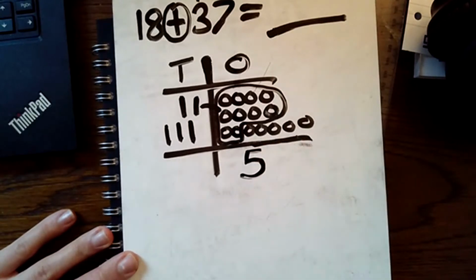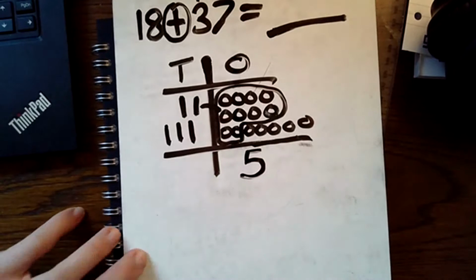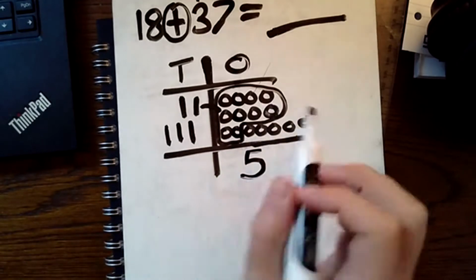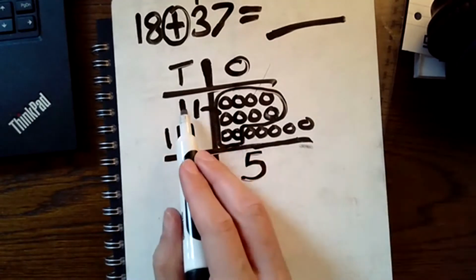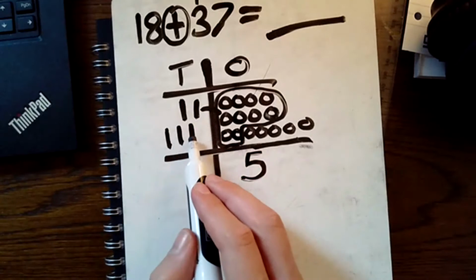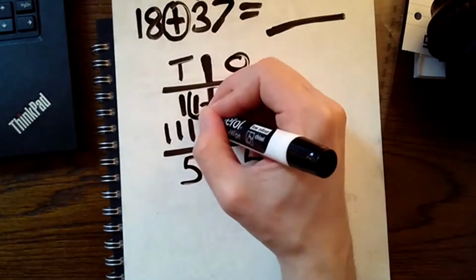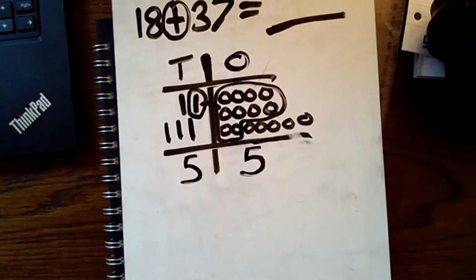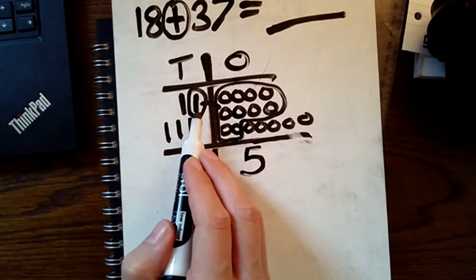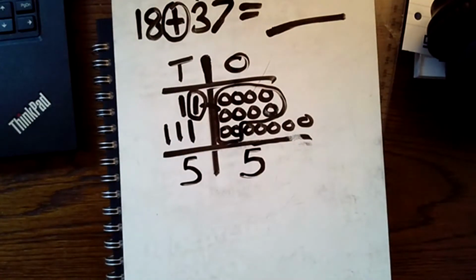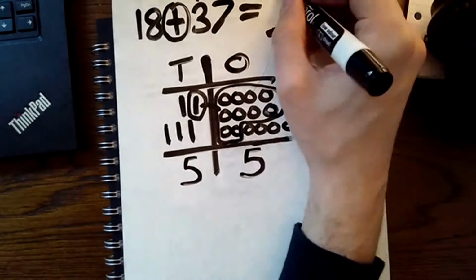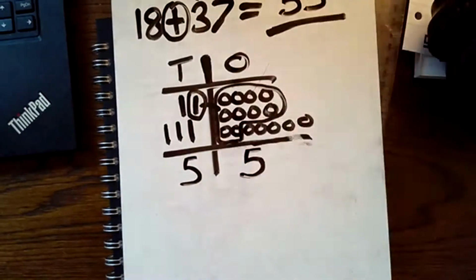So first add the ones, which I've now done. Now I add the 10s. How many 10s do I have? 1, 2, 3, 4, 5. And remember, this is a special 10 that I'm circling because that circle 10 was the regroup 10 ones. I have 5 10s. So my answer, my whole, is 55.